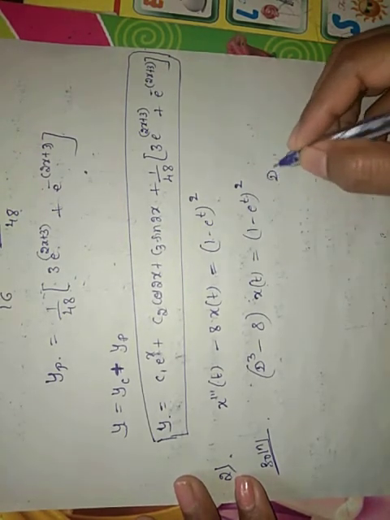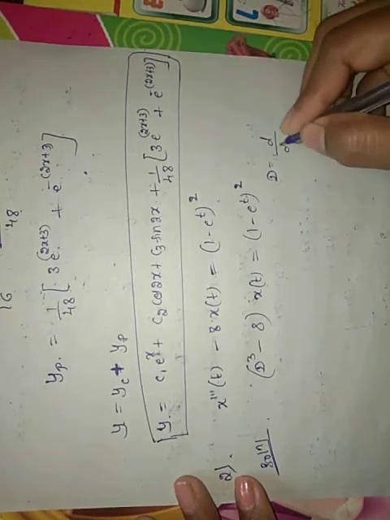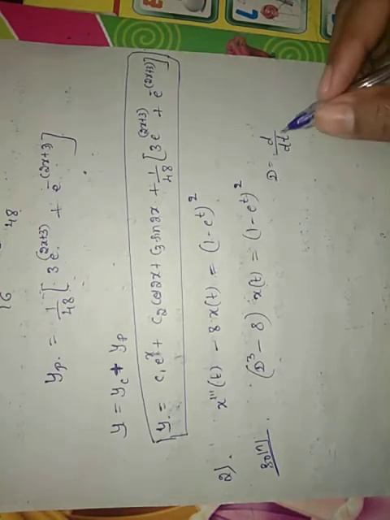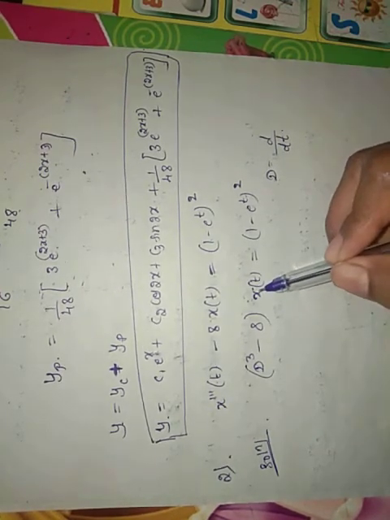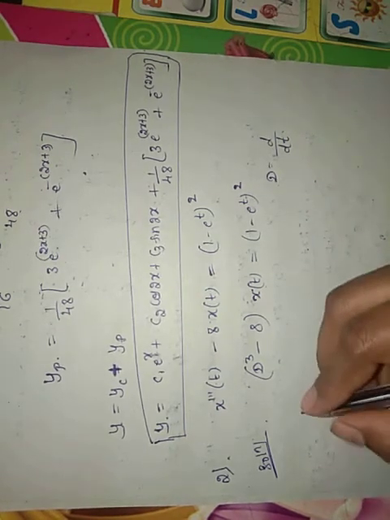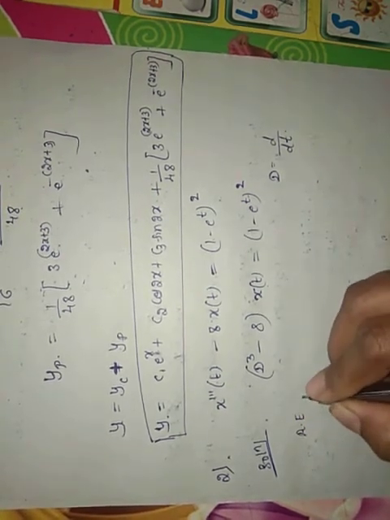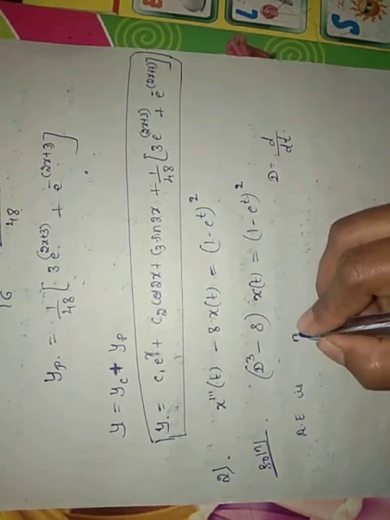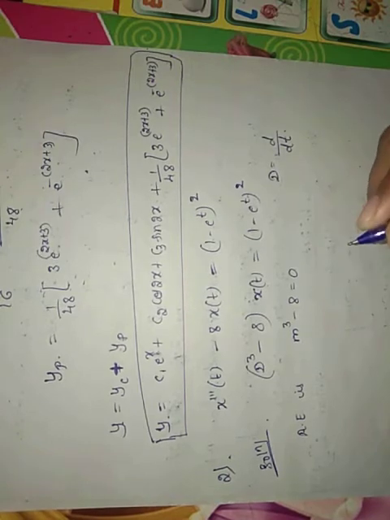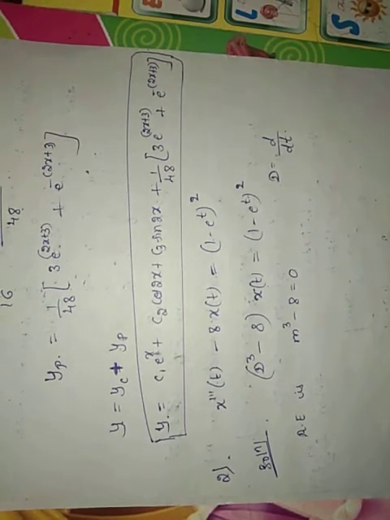Here capital D equal to d by dt. Here the dependent variable is x. Now write down the auxiliary equation: m cube minus 8 equal to 0. That is our auxiliary equation.